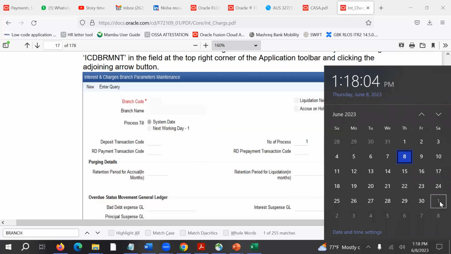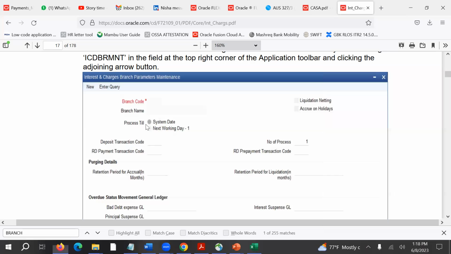When I move next on the first, when I run for the first, that time only I will post the entry for 30th. Calculation also it will not be, apart from this. This is not for liquidation, this is the process, like in your loans, where you decide until what date you need to process that day. And here also, liquidation and accrual on holidays, those features.